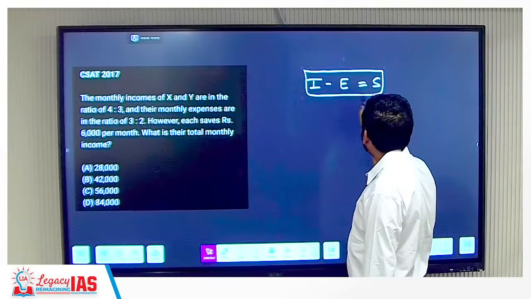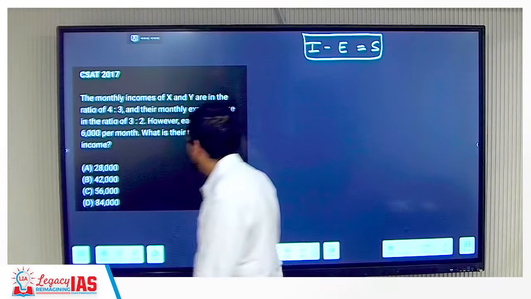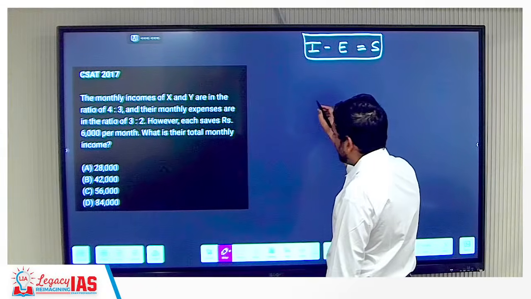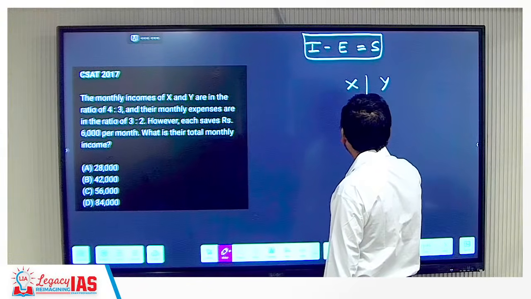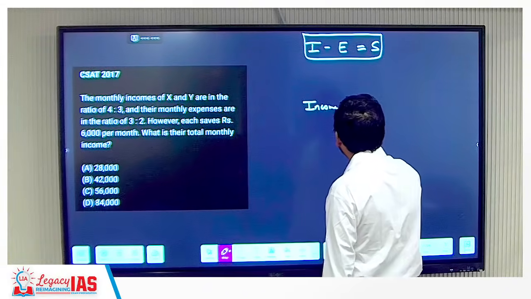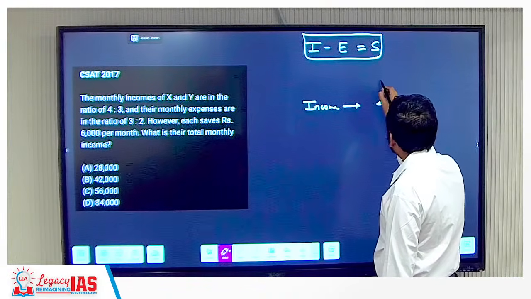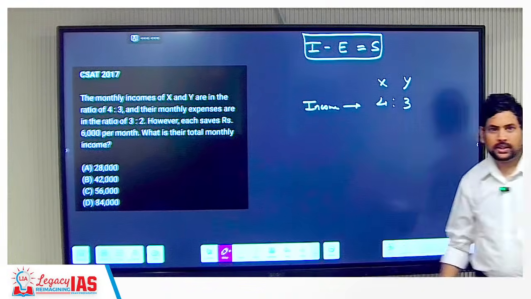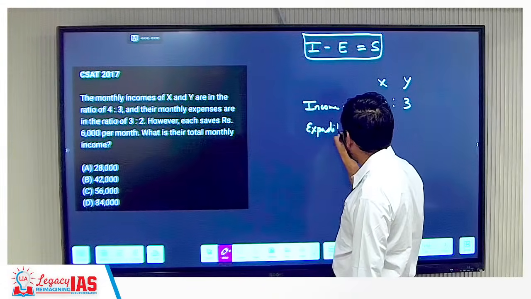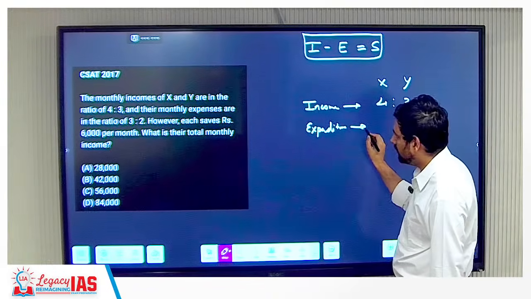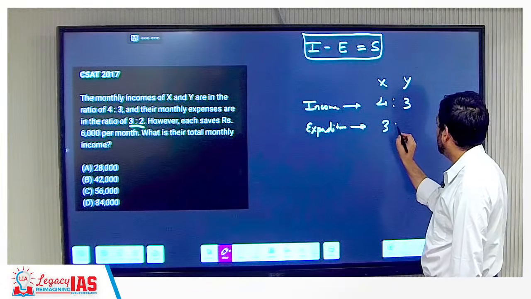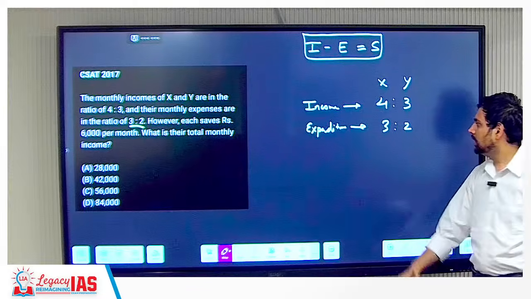Now see how I see this in terms of ratio points. The monthly incomes of X and Y are in the ratio 4:3. So I write here X, I write here Y. So I am writing income. Income of them is 4:3. This is the income of X and Y. Then the next thing I write is their expenditure. According to the question, the monthly expenses are in the ratio 3:2. Correct?